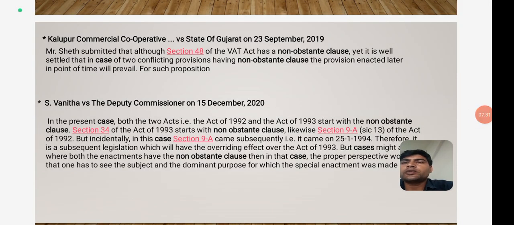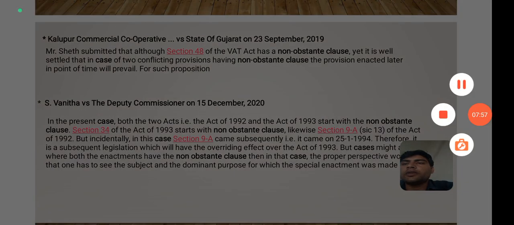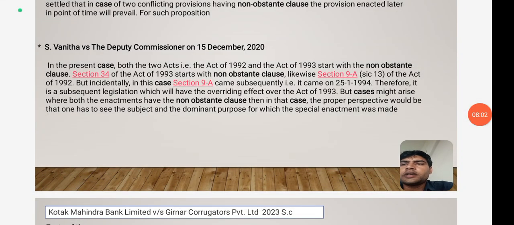Kalupur Commercial Cooperative versus State of Gujarat, 2019. Mr. Seth submitted that although Section 48 of the VAT Act has a non-obstante clause, yet it is well settled that in the case of two conflicting provisions having a non-obstante clause, the provision enacted later in point of time will prevail. Such proposition was in S. Vinita versus the Deputy Commissioner, 15 December 2020.